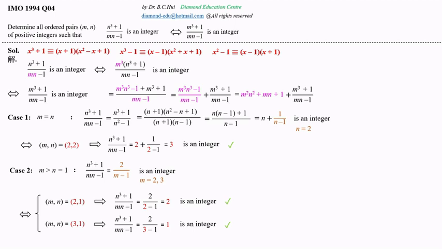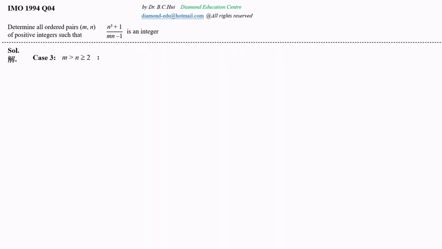There should be one more case we need to consider. n may not be 1. Let's say n is at least 2, while m is larger than n. This quantity may not be reducible. We want it to be reducible to become an integer.